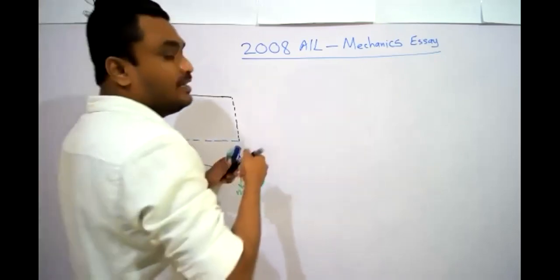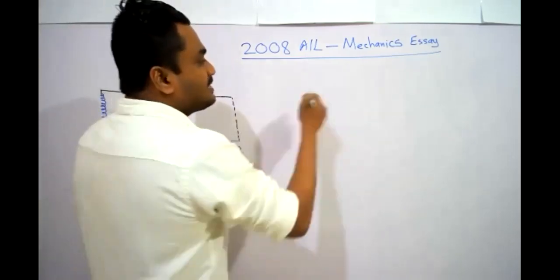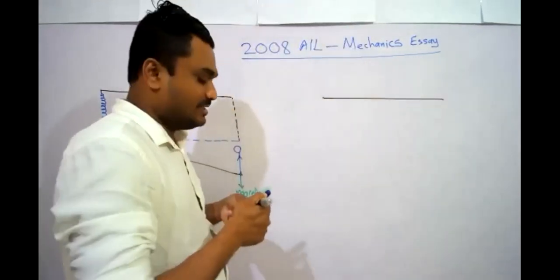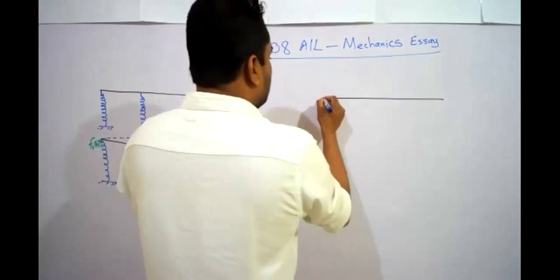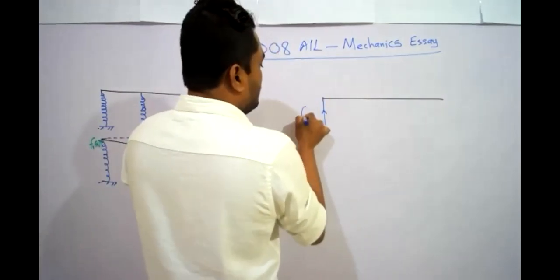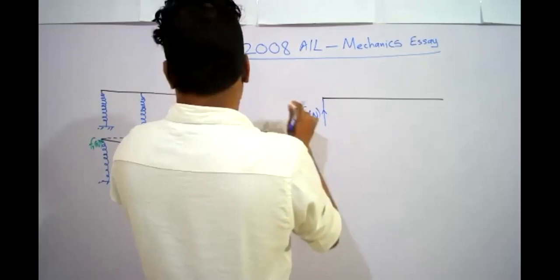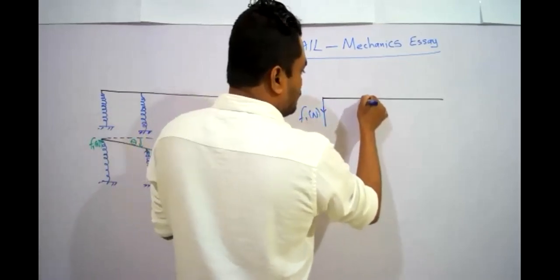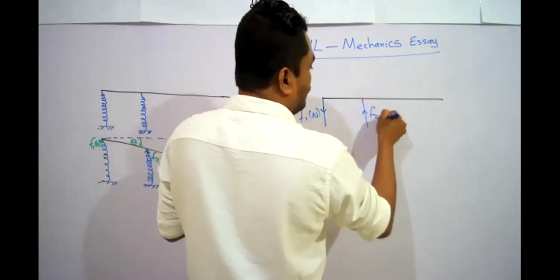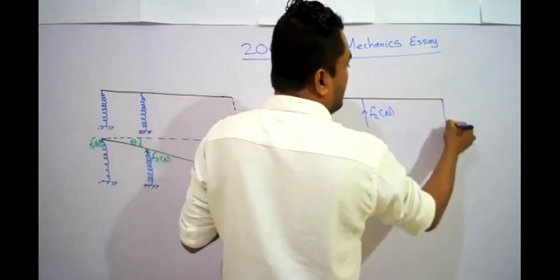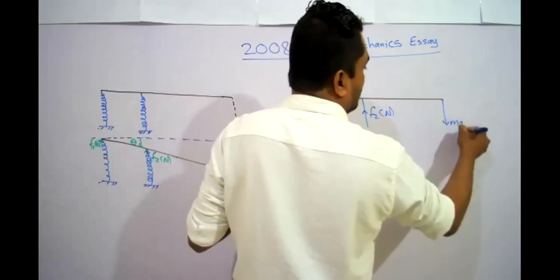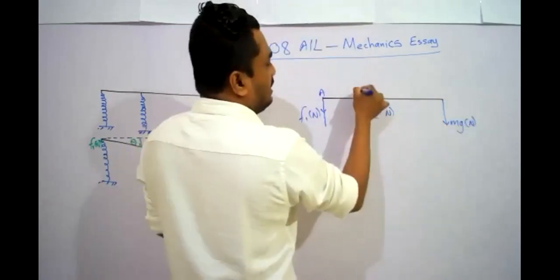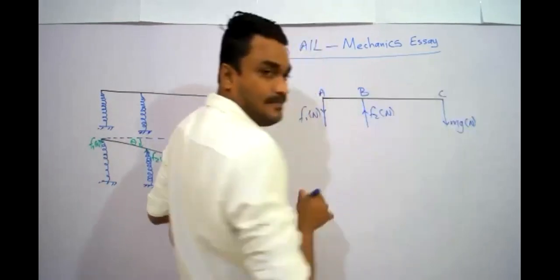Right now, in the exam, you should start the answer with this figure. The first spring gives a force of F1 newton downward. The second spring gives a force of F2 newton upward. The man gives a force of mg newton vertically downward. Let me mark the points A, B, C, right?